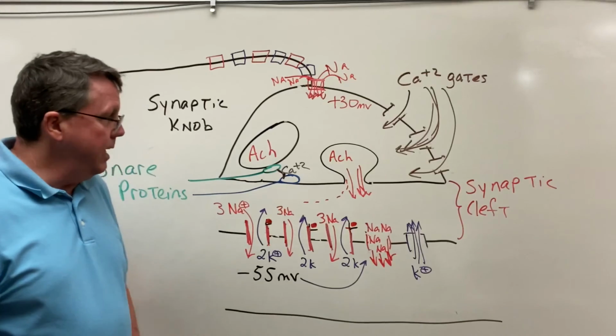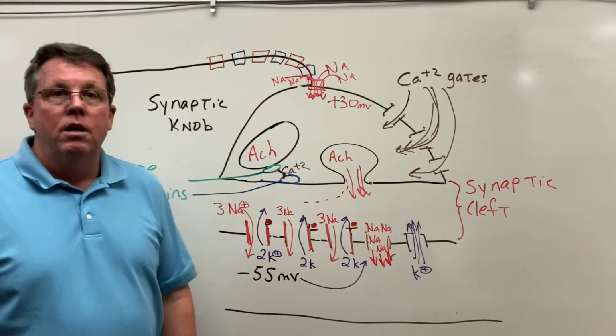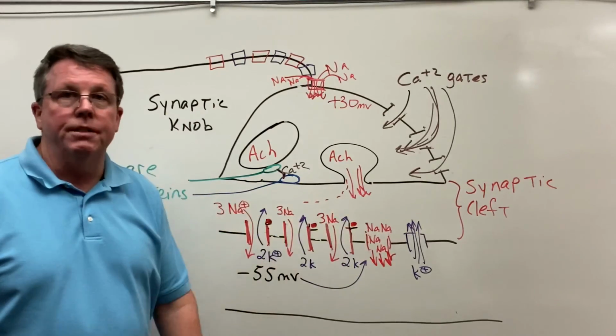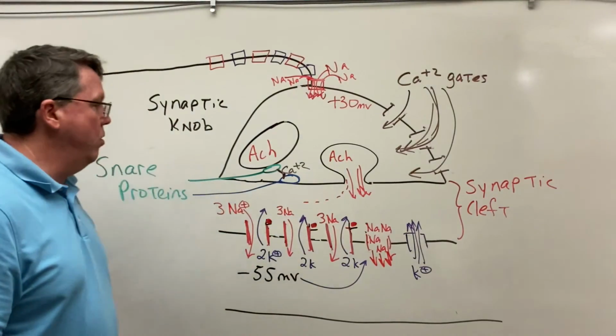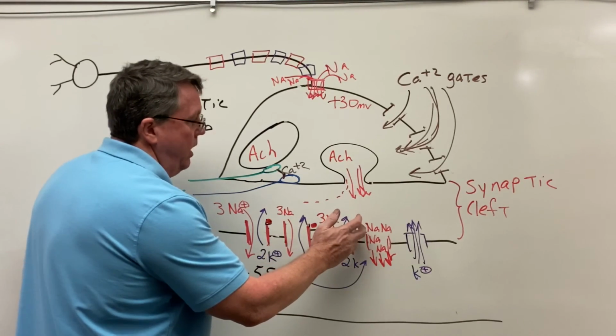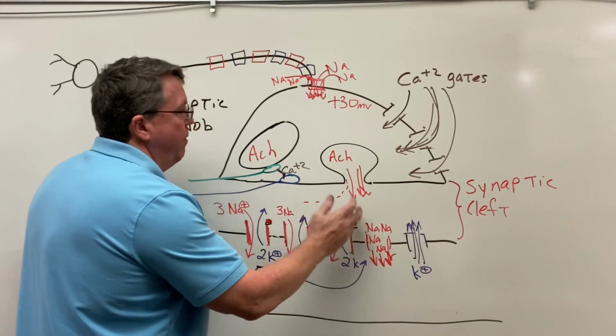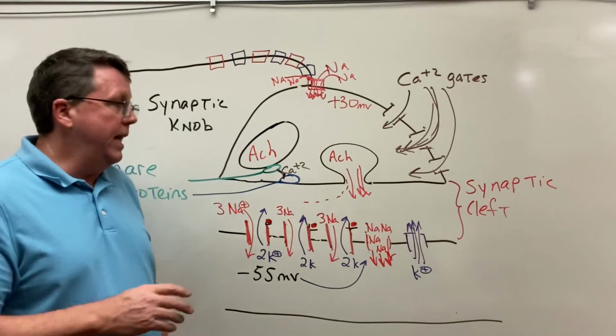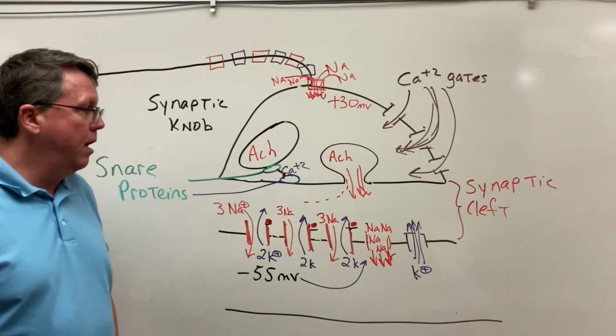So that's basically it for the neuromuscular junction. Oh, by the way, what can happen too is you have enzymes that can now go back and break down this acetylcholine, and some of it can go back into the synaptic knob. So that's it basically for the neuromuscular junction.